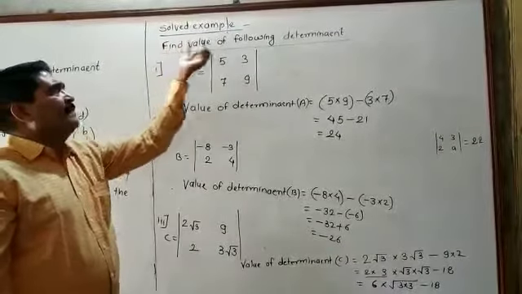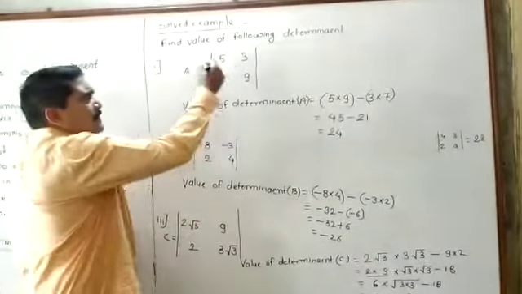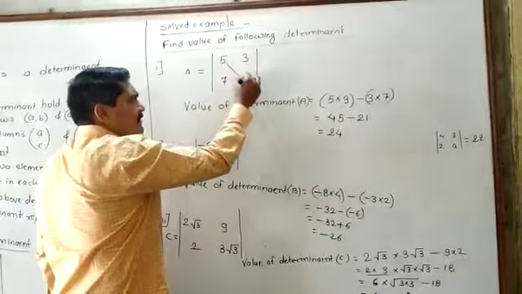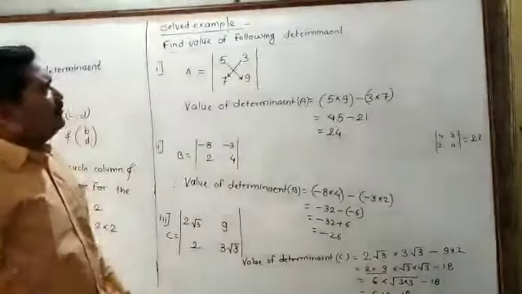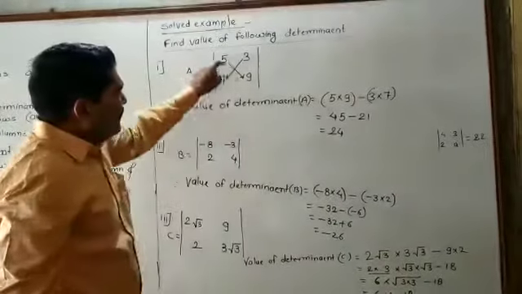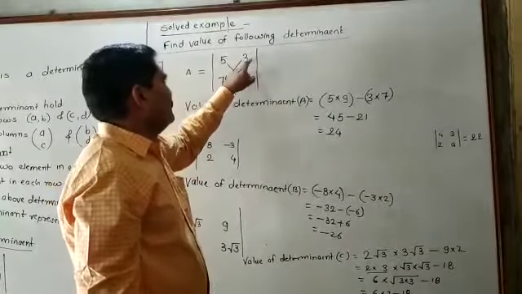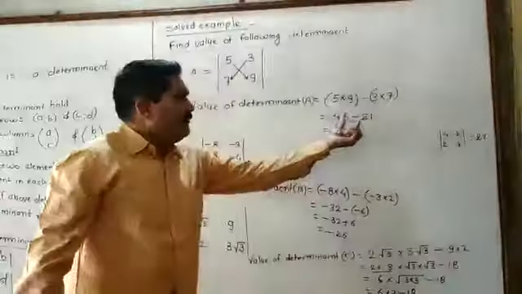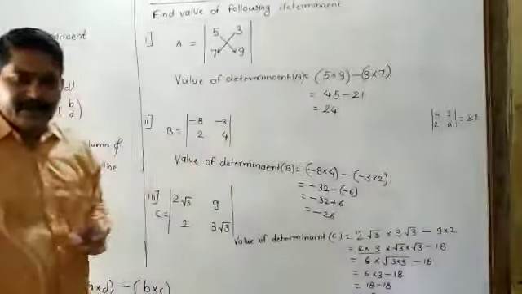Short example: find the value of the following determinant. This determinant is of the order 2 by 2, so you have to draw the arrows pointing downside from 5 and from 3, and do the product. You will do like this: 5 multiplied by 9 minus 3 multiplied by 7. 9 5s are 45, 7 3s are 21, 45 minus 21 is equal to 24. Therefore, the value of determinant A is equal to 24.